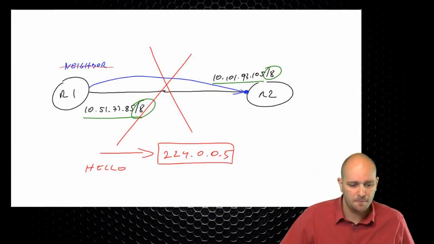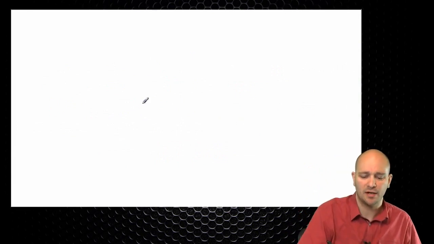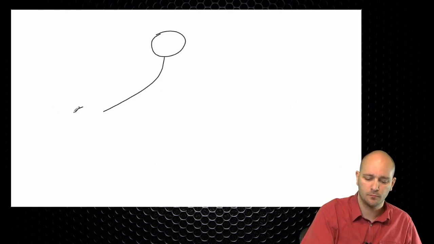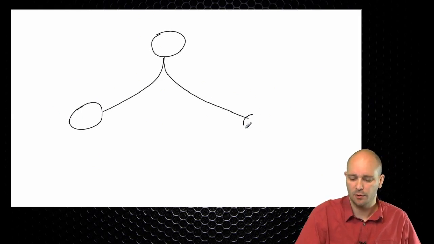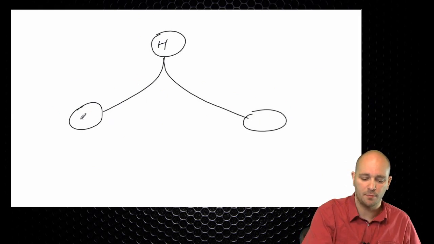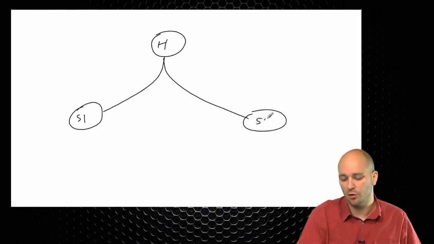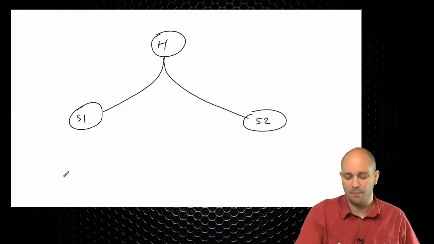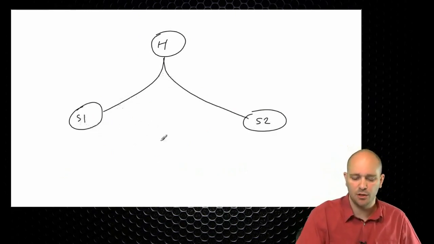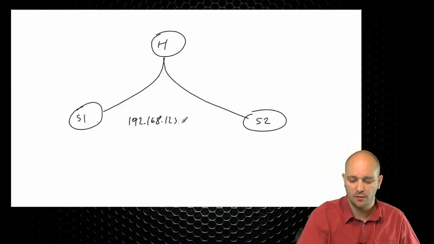So going back to the whiteboard, let's take a look at a hub and spoke network. So I'm going to have a network of 3 devices. This is going to be our hub, this is going to be spoke 1, this is going to be spoke 2. Now let's say that the subnet in use here is 192.168.123.0/24. Let's say that this is .1, that this is .2, and that this here is .3.